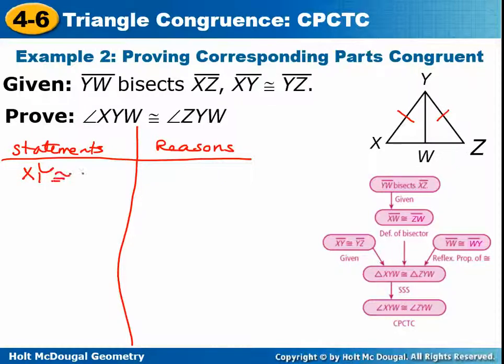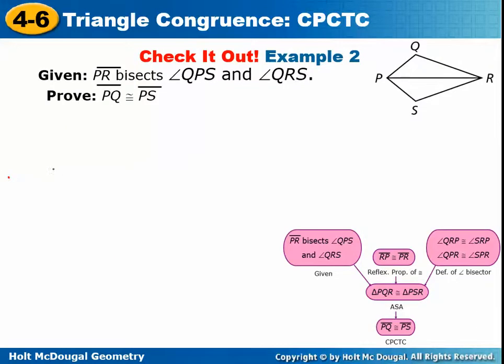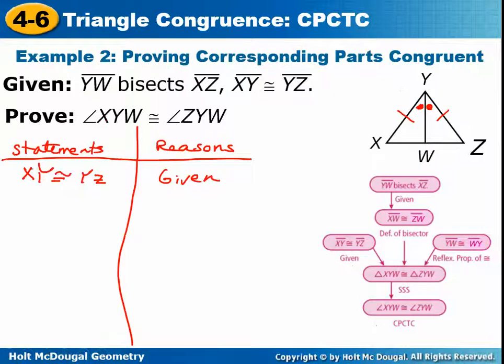XY is congruent to YZ. I want to prove that I have two congruent angles, angle XYW, I want to prove that this angle is congruent to this angle. So my first step is to put down my givens. And my second step, I'm going to put the other given down.